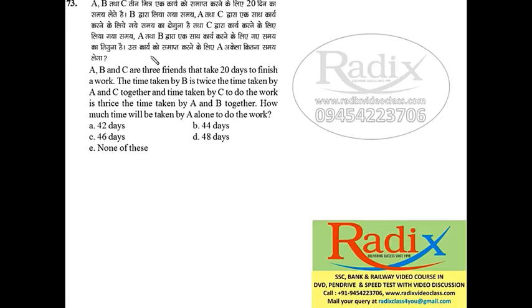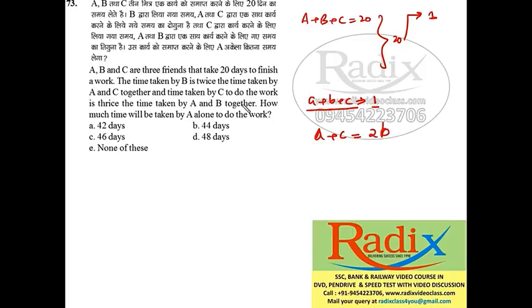Next question. A, B and C are three friends that take 20 days to finish a work. Now A plus B plus C takes 20 days to finish the work. Now take LCM 20, and this is the unit of work done by A, B and C in one day. So we can say that A, B, C do one unit in a day. It is also given that the time taken by B is twice the time taken by A and C together. It means the A and C working units would be twice of B.